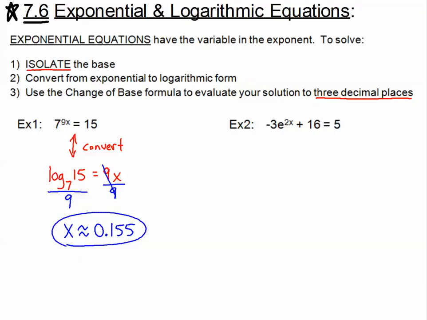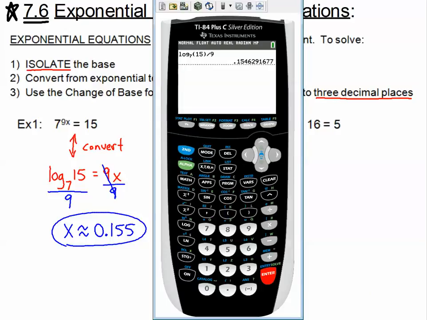Now, just in case you did not have the newer operating system on your calculator, you will need to use the change of base formula. The change of base formula says that if you take the log base 7 of 15, then you can push the common log button, the common log of 15, and then divide that by the common log of 7. So again, for log base 7 of 15, you'll take the log of 15 and divide by the log of 7. And then I'll take that number and divide by 9. I'll still get the exact same answer as if I had plugged it in the first time.